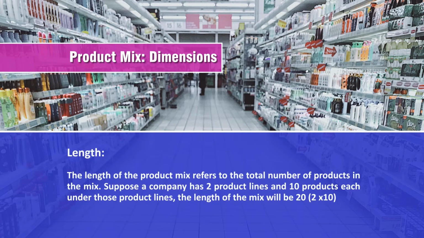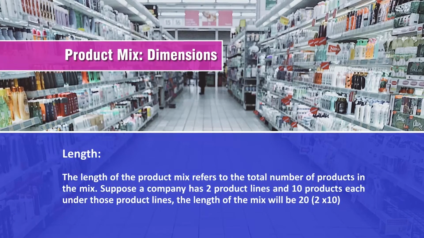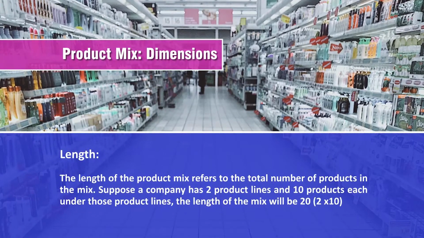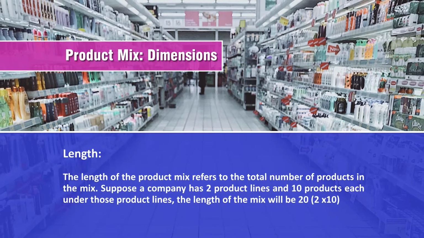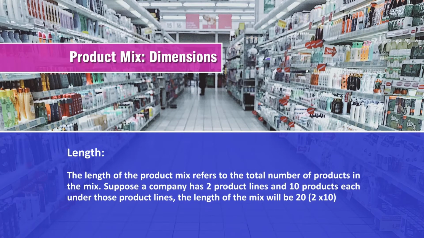When we talk of the length of the product mix, it refers to the total number of products in the product mix. Suppose a company has 2 product lines, as we said earlier, and 10 products in each product line, then the length of the product mix will come to 2 into 10, that becomes 20.